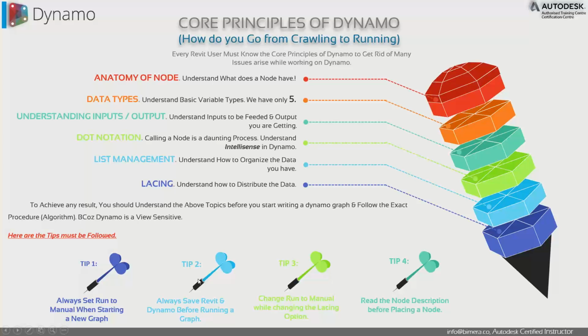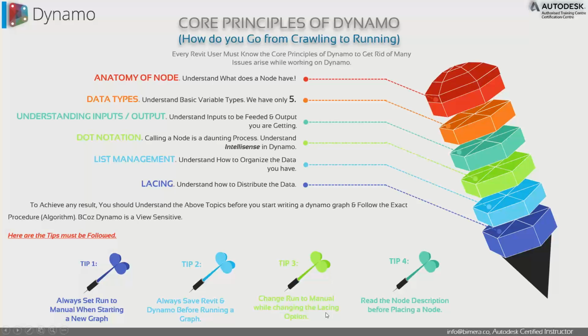Okay, if you change something in the lacing, or something in the list management or levels, then you have to instantly save your Revit work. Otherwise, it will be gone. Understand? Okay, fine. So what is tip 3?